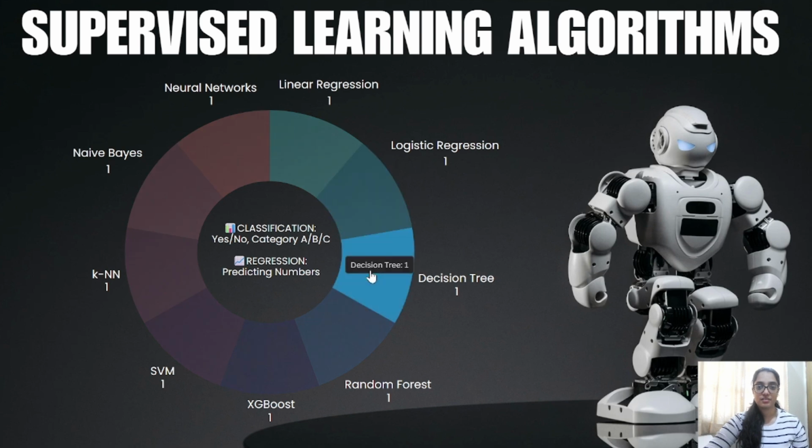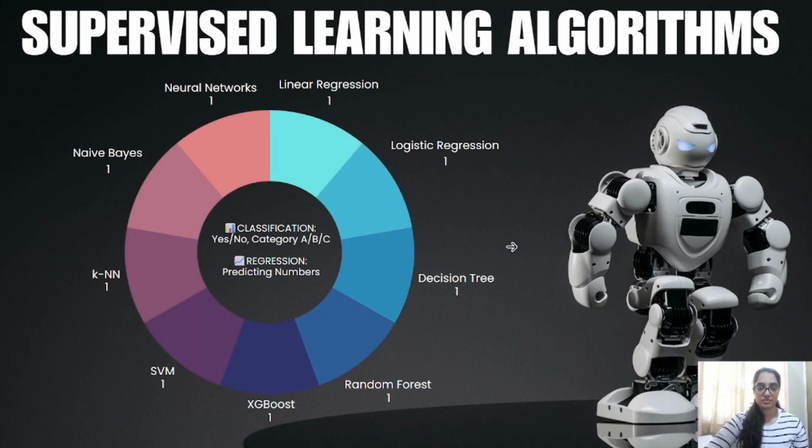Decision tree splits data into branches based on features. It is easy to interpret, works for both classification and regression. Random forest combines many decision trees, reduces overfitting, improves accuracy. XGBoost is an advanced boosting technique, highly efficient for structured or tabular data. Support vector machine finds the best boundary to separate classes, great for both linear and non-linear problems.